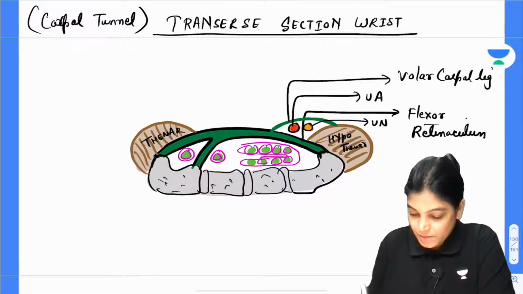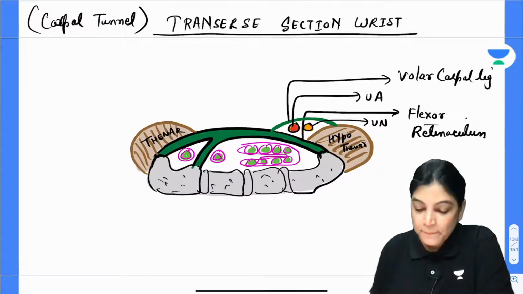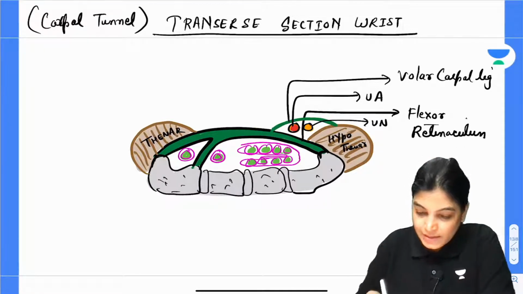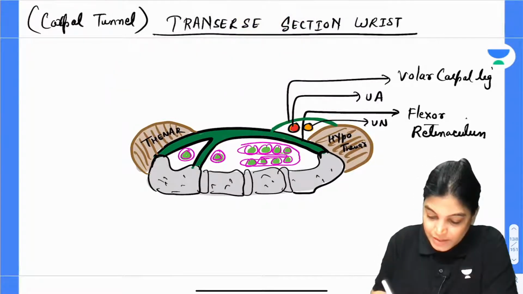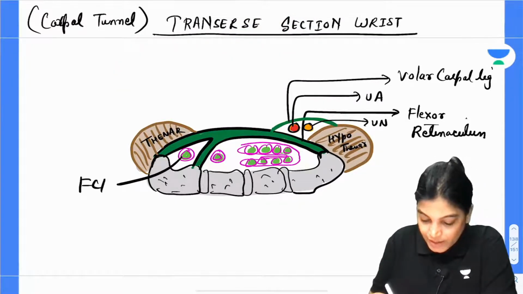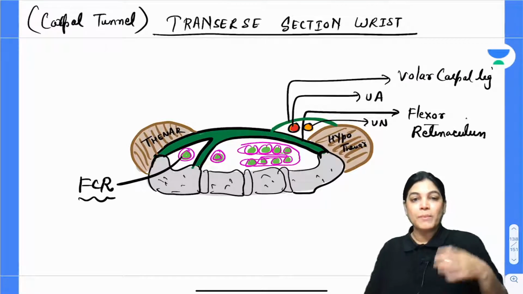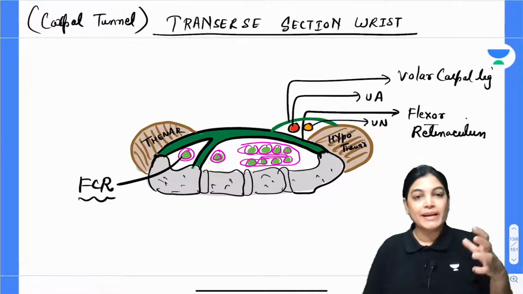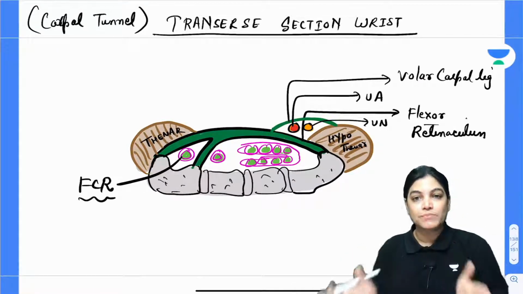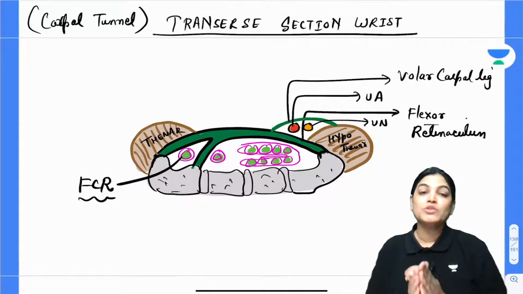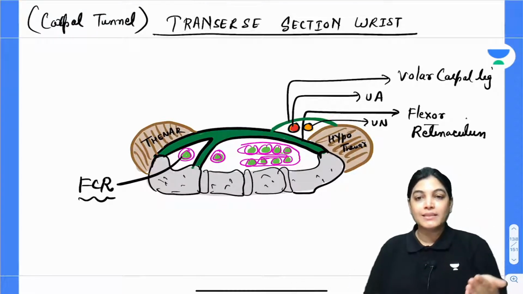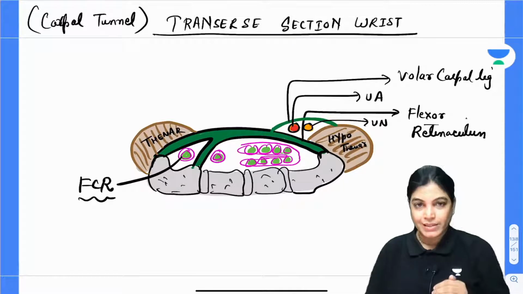These are the muscle tendons which are traversing. Now here is this tendon. I want you to write, this is FCR, that is flexor carpi radialis. In this diagram you can appreciate that flexor carpi radialis is passing between the two slips of the flexor retinaculum, neither above nor below the flexor retinaculum.